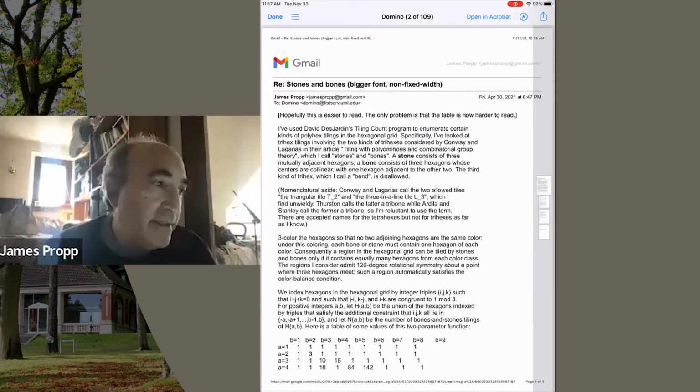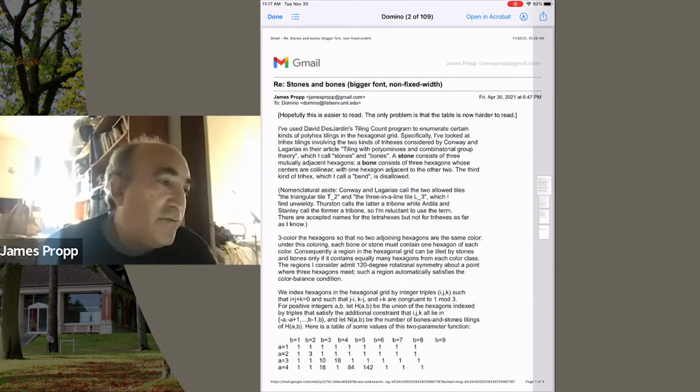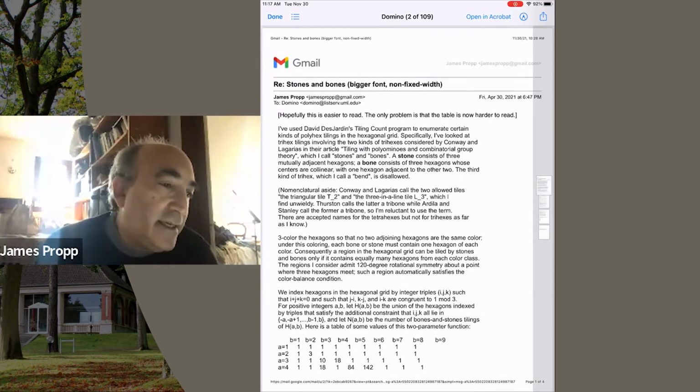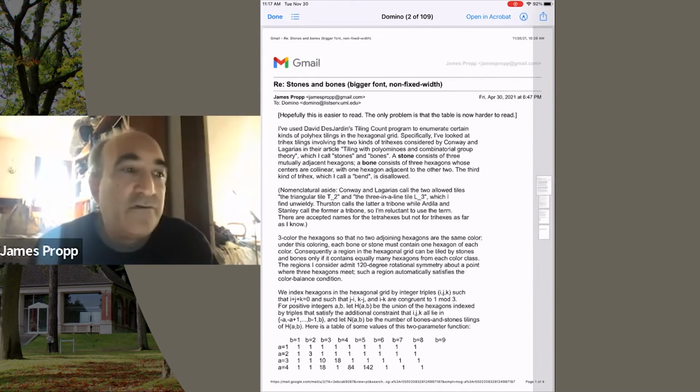I've used David Desjardins' tiling count program to enumerate certain kinds of polyhex tilings in the hexagonal grid. Specifically, I've looked at trihex tilings involving 2 kinds of trihexes considered by Conway and Lagarias in their article Tiling with Polyominoes and Combinatorial Group Theory, which I call stones and bones.